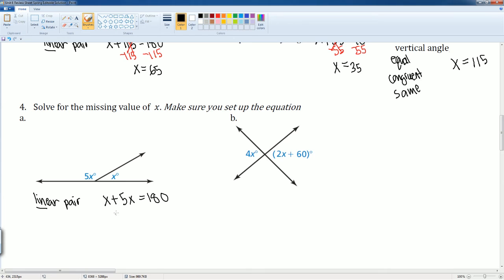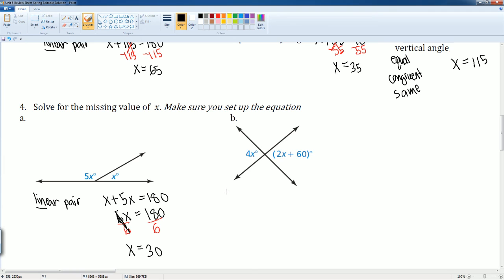x plus 5x becomes 6x. That's going to be equal to 180 degrees. We see that there is a 6 in front, so we can just divide by 6 on both sides. Then this cancels out. 6 divided by 6 gets you a 1. So that leaves you with an x on the left-hand side. We have now 180 divided by 6. That gets you 30. So the value of x is 30 degrees.